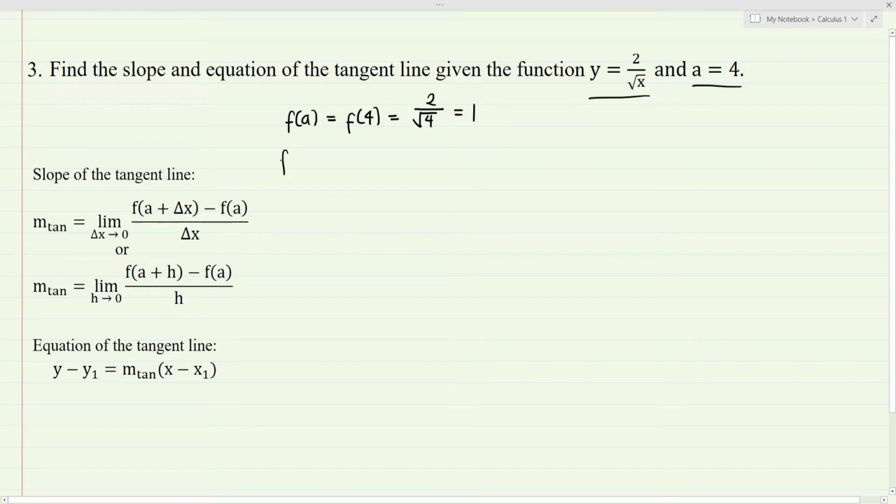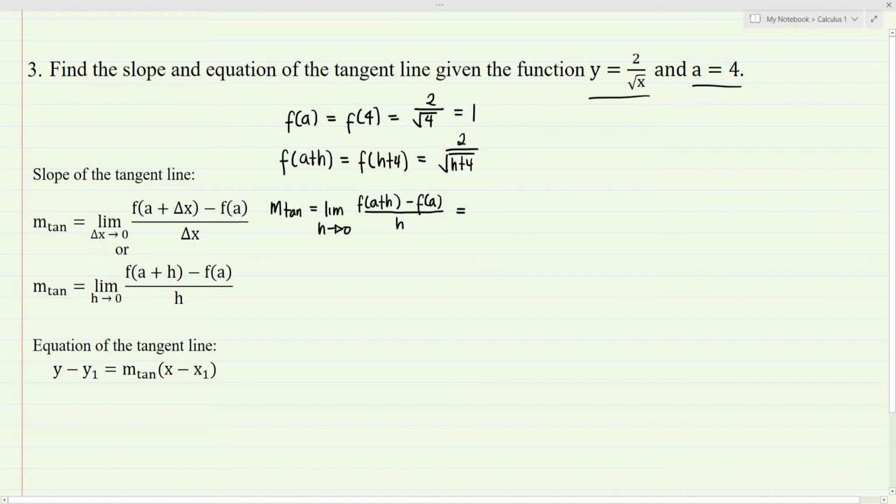Next, let's solve for f of a plus h, and since a is equal to 4, this would be equal to f of 4 plus h, or I can rearrange this one. This would be h plus 4. Now f of h plus 4 would be 2 over square root of h plus 4. Now that we have these two functions, we can now solve for the slope of the tangent line, and that is the limit of f of a plus h minus f of a divided by h as h approaches 0.